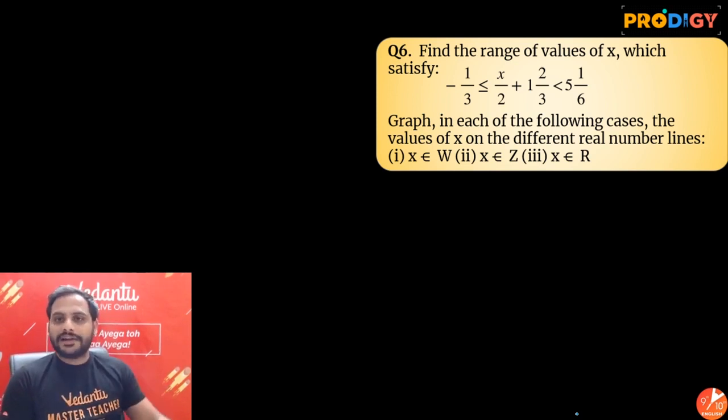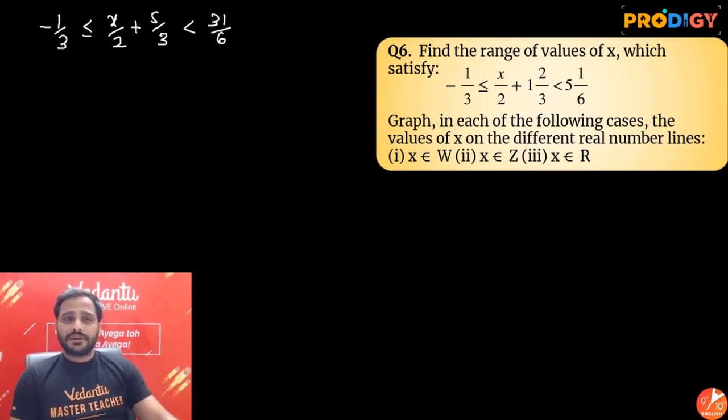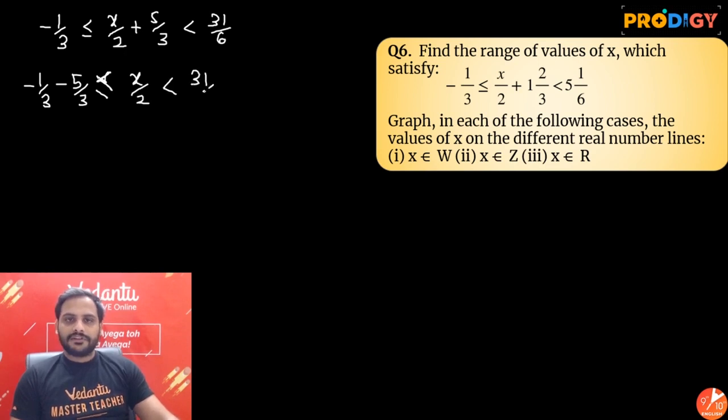So first let's solve this inequation. Very easy it is. So we have minus 1 by 3. Alright, let me use a different color pen. Since I can see the variable is only in the middle, I can solve both the inequations simultaneously. So I have minus 1 by 3 is greater than or equal to x by 2 plus 1 2 by 3, which is 3 ones are 3 plus 2 is 5 by 3, is less than 6 5s are 30 plus 1, 31 by 6. Shift 5 by 3 on the other side. So minus 1 by 3 minus 5 by 3 is greater than or equal to x by 2, is less than 31 by 6 minus 5 by 3.